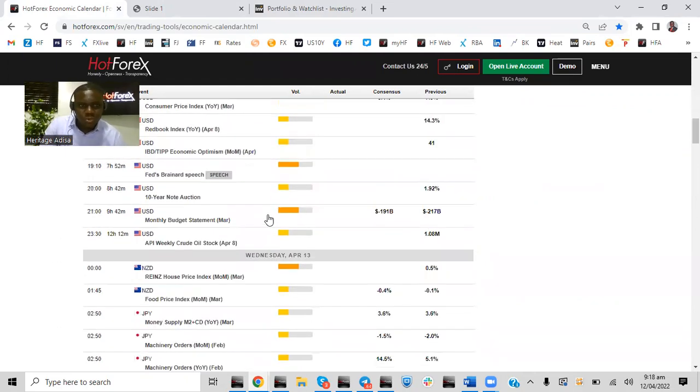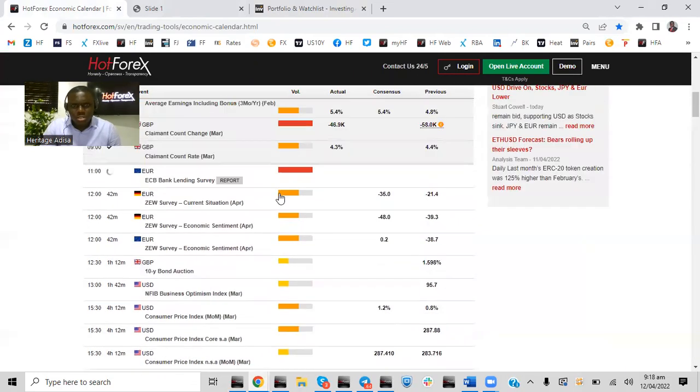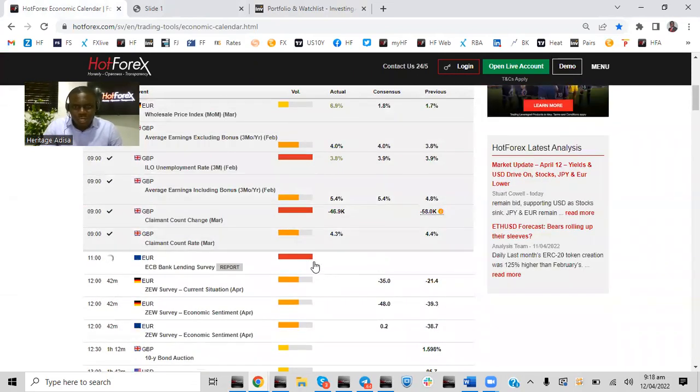But apart from that, we have a couple of central bank speakers crossing the wires. But apart from that, nothing so major to really latch onto so far in today's session. So we're going to keep it at that.